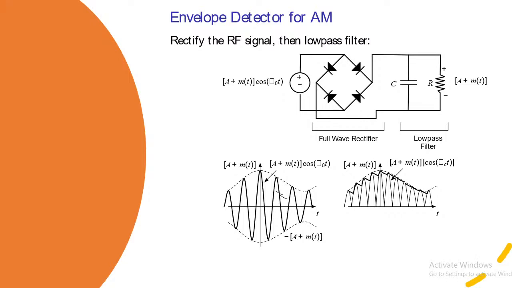Then by the time it has decayed to some level, the second peak will come. By the time the second peak comes, the capacitor will again charge to the second peak. Then it will decay, then it will come, then it will decay. So you will ultimately get something like a sawtooth wave, which is filtered out.